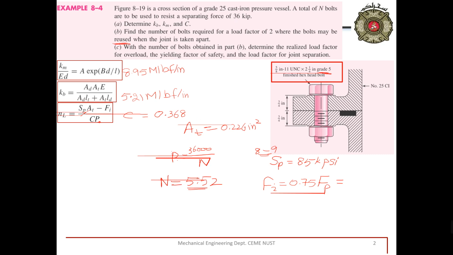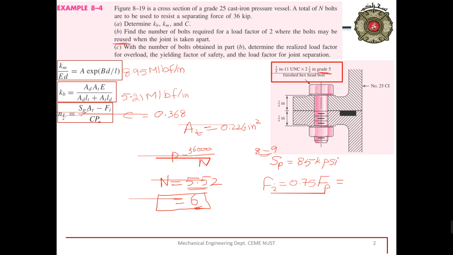But we can never use 5.52. We can either use 5 bolts or 6 bolts. For 5 bolts, the factor will be increased. So we can just say that the final number of bolts that we'll use will be 6. So we have calculated the number of bolts. For this load, we have to use 6 bolts. Once we have 6 bolts, we can recalculate NL.